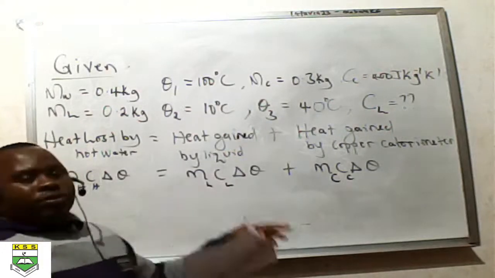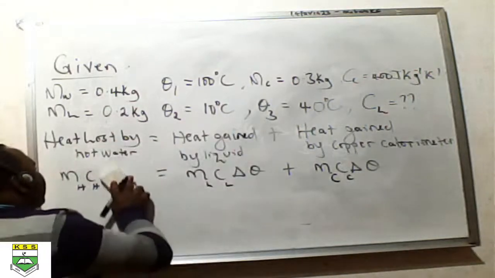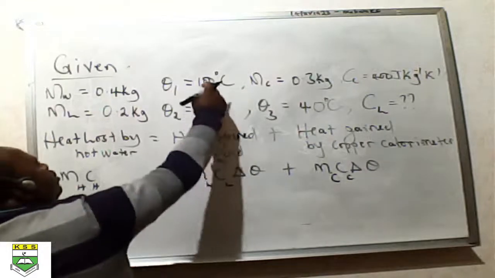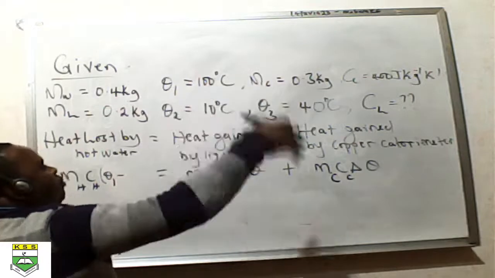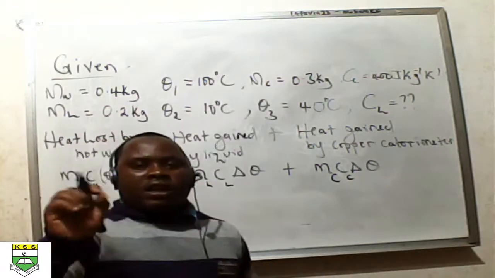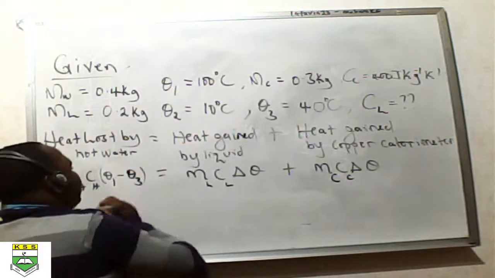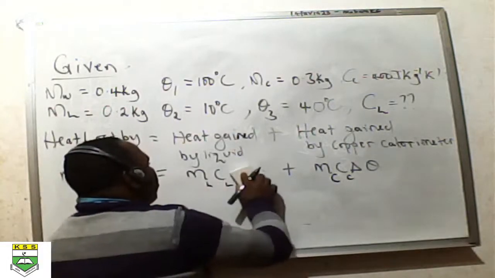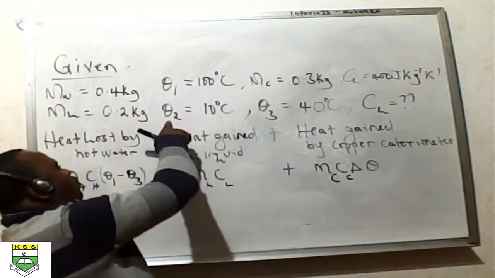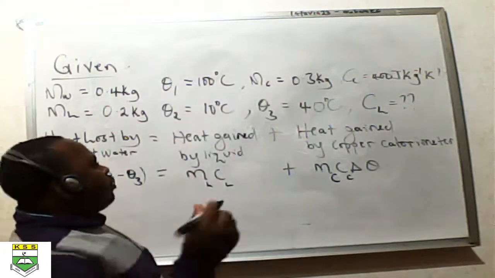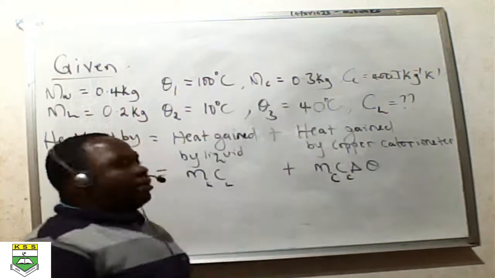When you look at whatever has been given, it is only Cl that we do not have. Maybe the other thing that confuses you is the temperature change. For the hot water, it was originally at this temperature, so we shall say theta 1 minus, after mixing this hot water into the liquid, the final temperature, which we shall call theta 3. So here we shall have that. Then the cold liquid was originally at 10 degrees Celsius, which we called theta 2. But because you brought a hot substance at 100, when you mixed, the resultant temperature was 40.